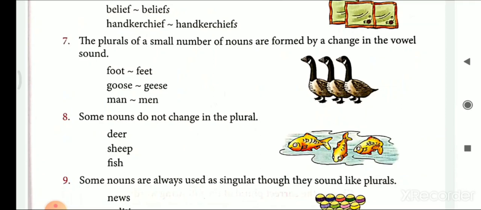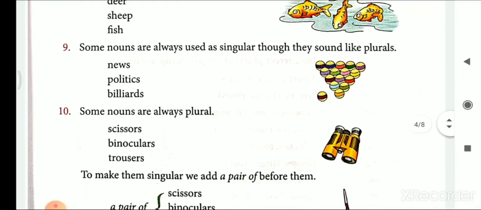Point number 8. Some nouns do not change in plural. There are many nouns such as fish, deer, sheep, which won't be changed into plural. Point number 9. Some nouns are always used as singular, though they sound like plural. Many a times it may happen that there are words which may end with S or ES, but they are always taken into consideration as singular and not plurals. For example, news, politics, billiards, all of these are ending with S, but they are always considered to be singular.